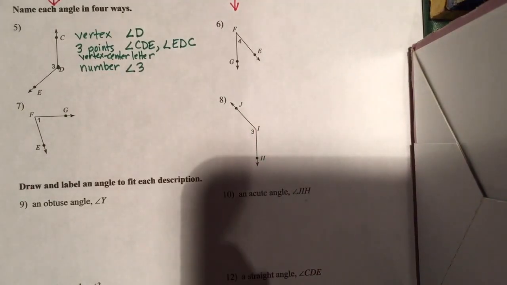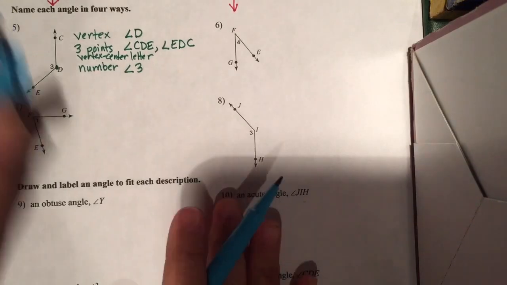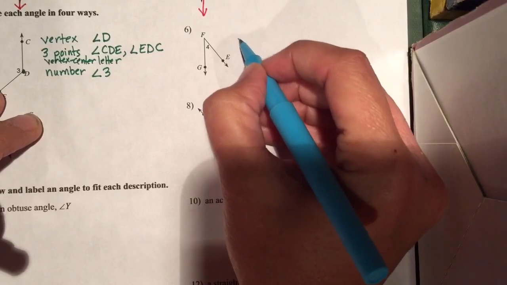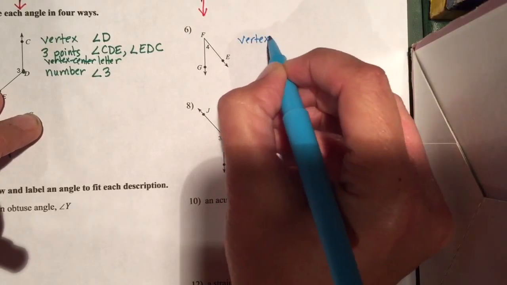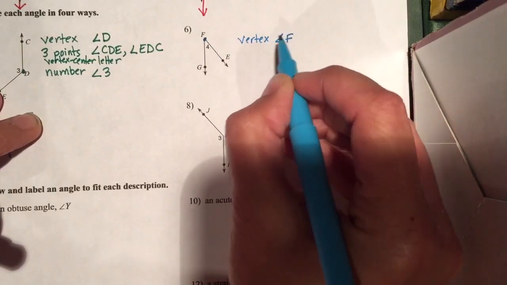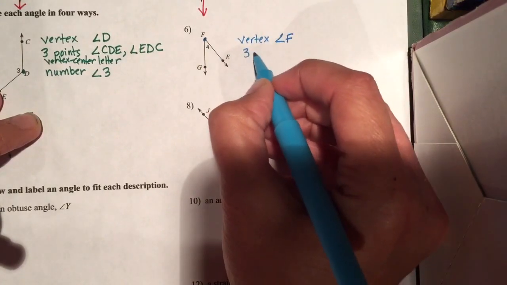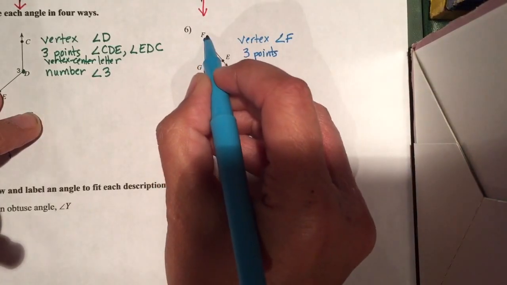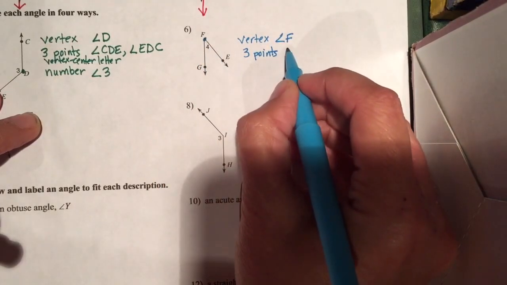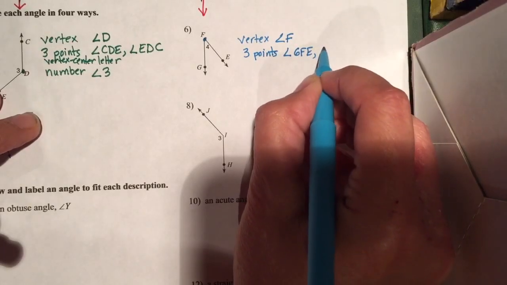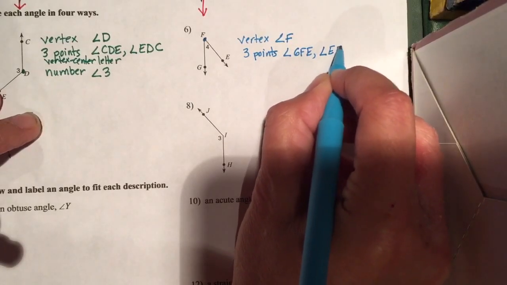All right, so let's look at the next one. We'll use a little different color here to change it up a bit. So let's look at this one. Let's look at the vertex name. So the vertex name would be angle F. The 3 points name, which is the one where the vertex has to be the center one, so F has to be in the middle, we can call this angle GFE, or we can call it angle EFG.